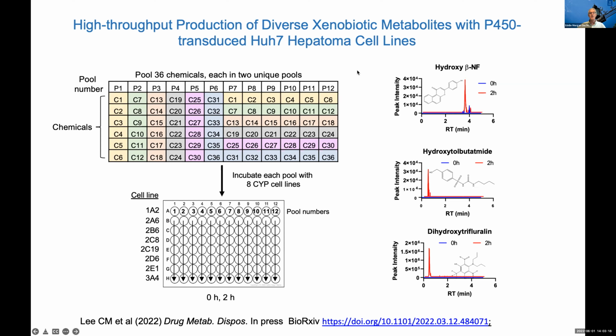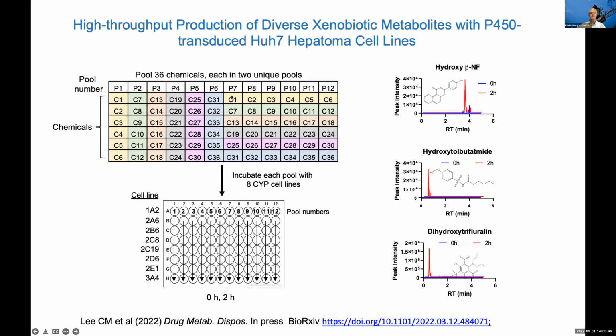We decided upon a pooling strategy to basically increase throughput and get around that mass spectrometry bottleneck in this study. So what we did was we divided these 36 chemicals into 6 pools of 6 and pooled them as shown here on the left.